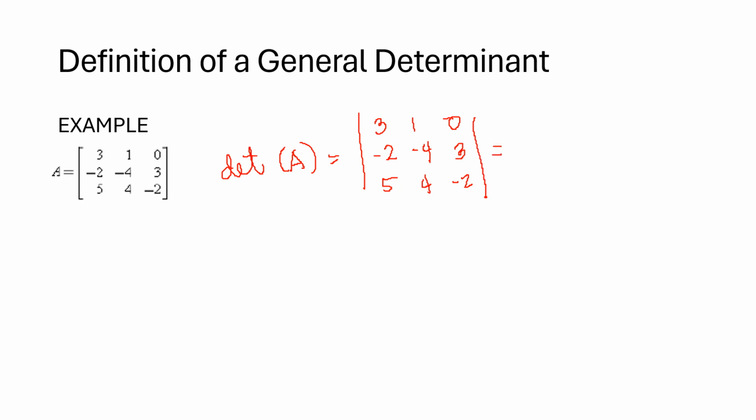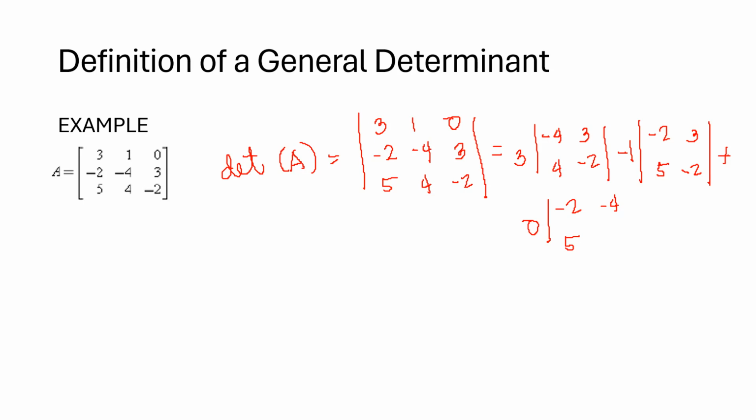Then you have the first row. Okay, so you have 3 times the determinant of negative 4, 3, 4, negative 2, times negative 1 times the determinant of negative 2, 3, 5, negative 2, plus you have 0 times the determinant of negative 2, negative 4, 5, and 4.